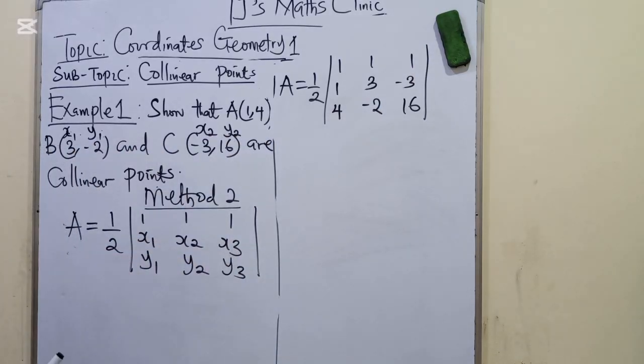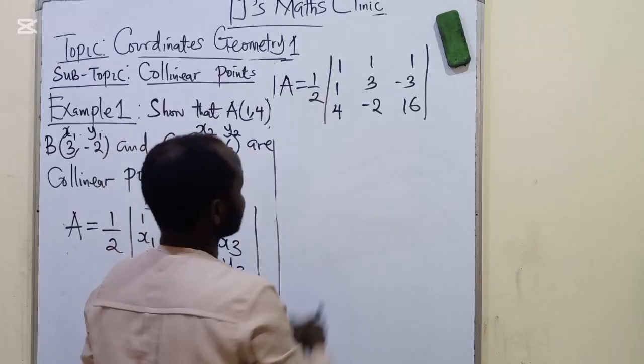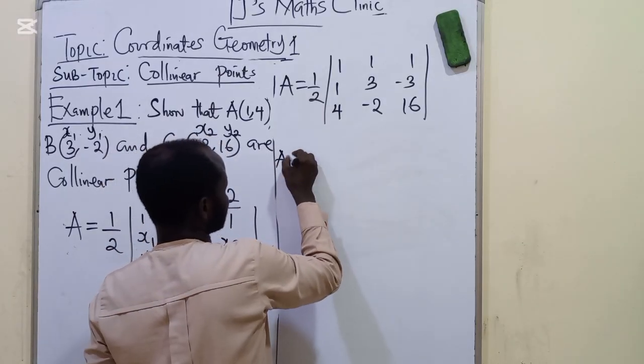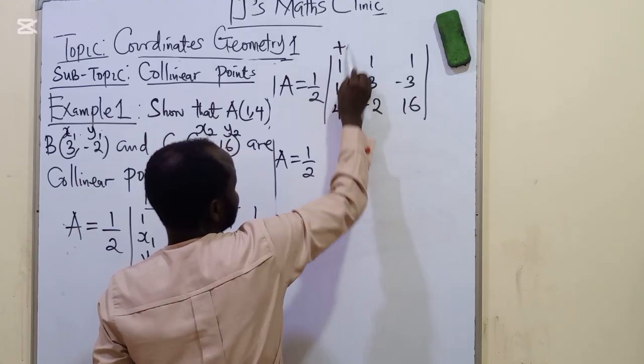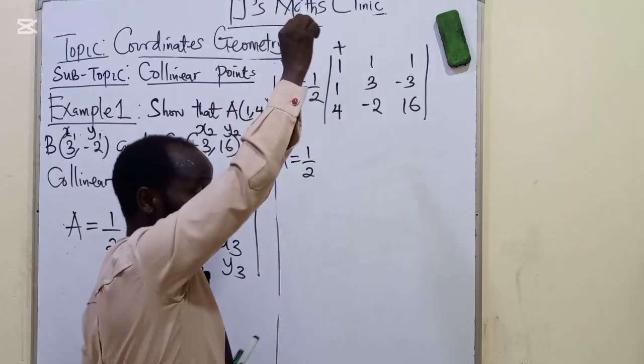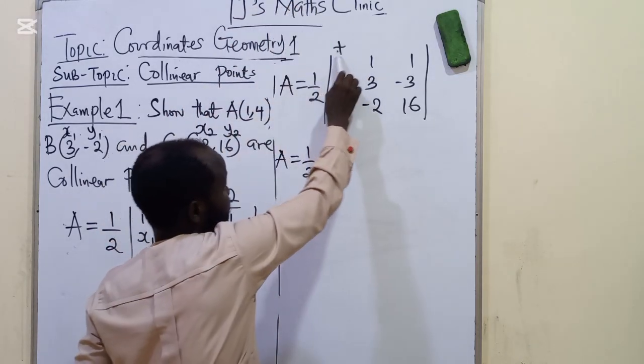Okay, so let's find the determinant. This is 3 by 3. So let's find the determinant. It will be the area, which is half now. Now we have plus here because this is row 1 and column 1. If we sum it, we have 2, so it will be positive.